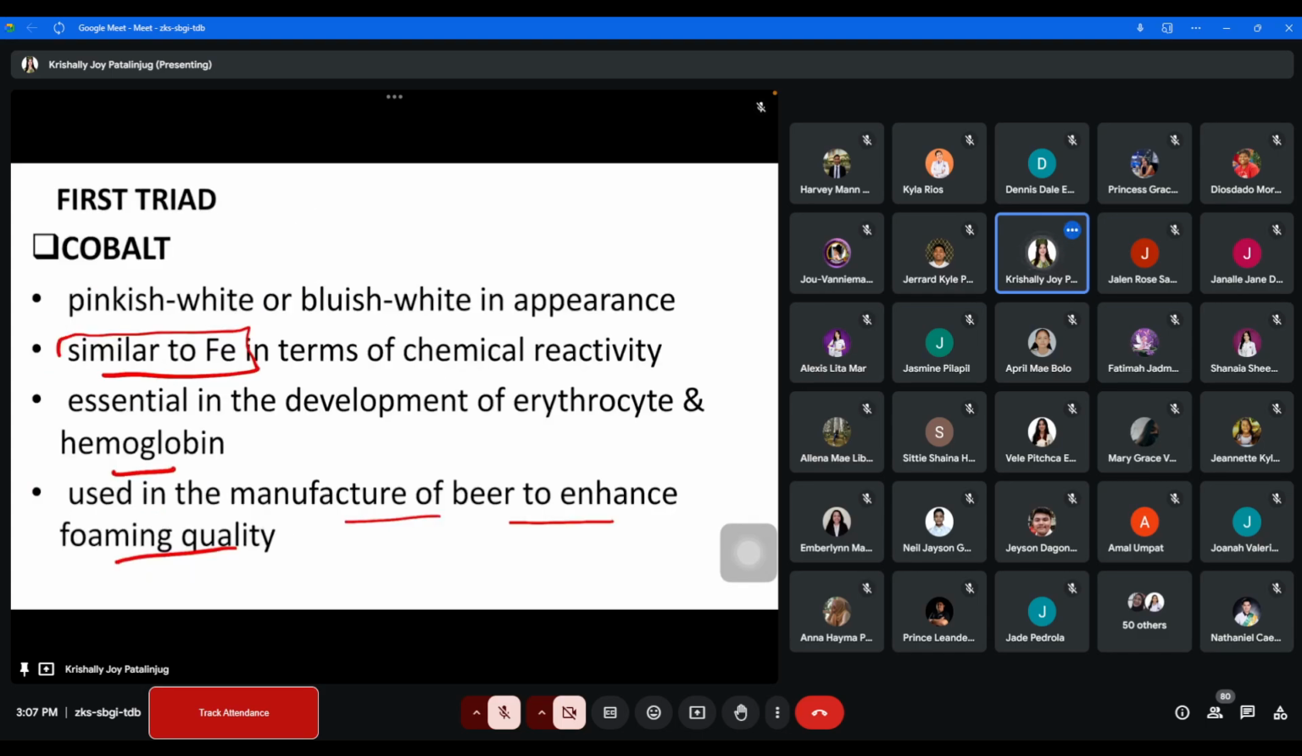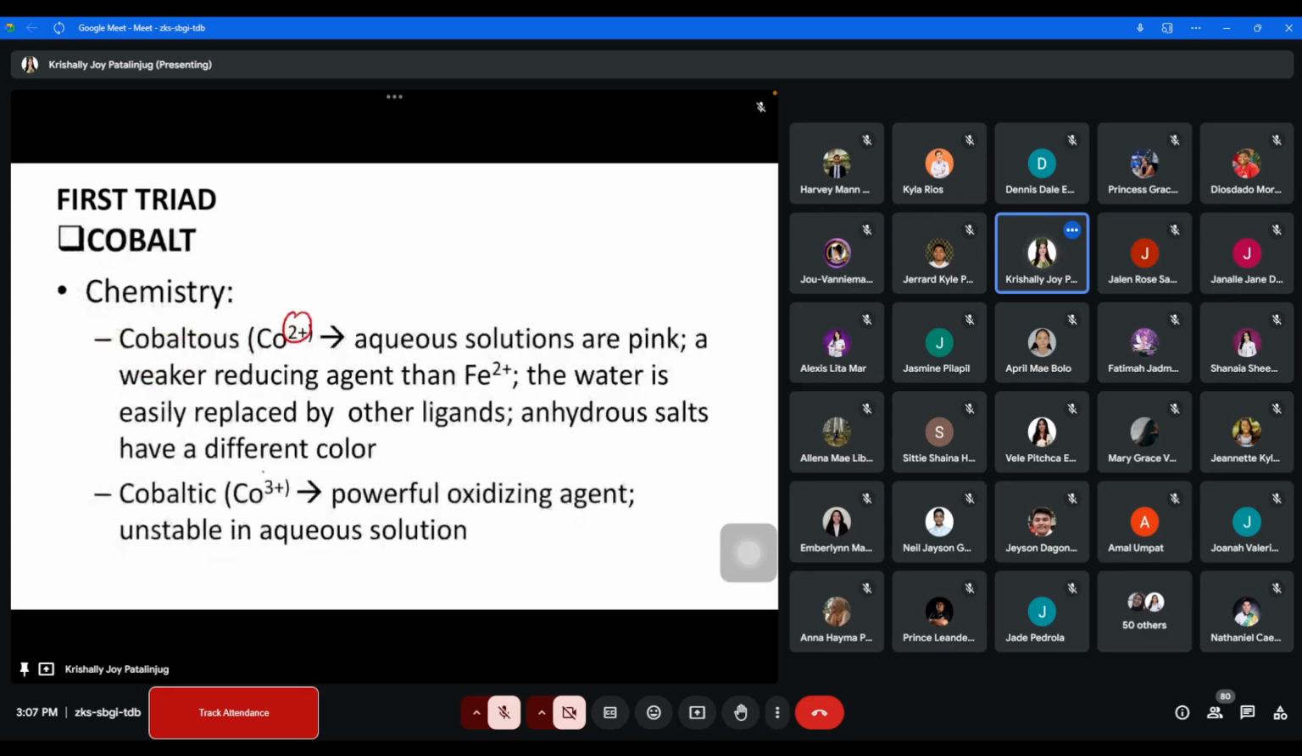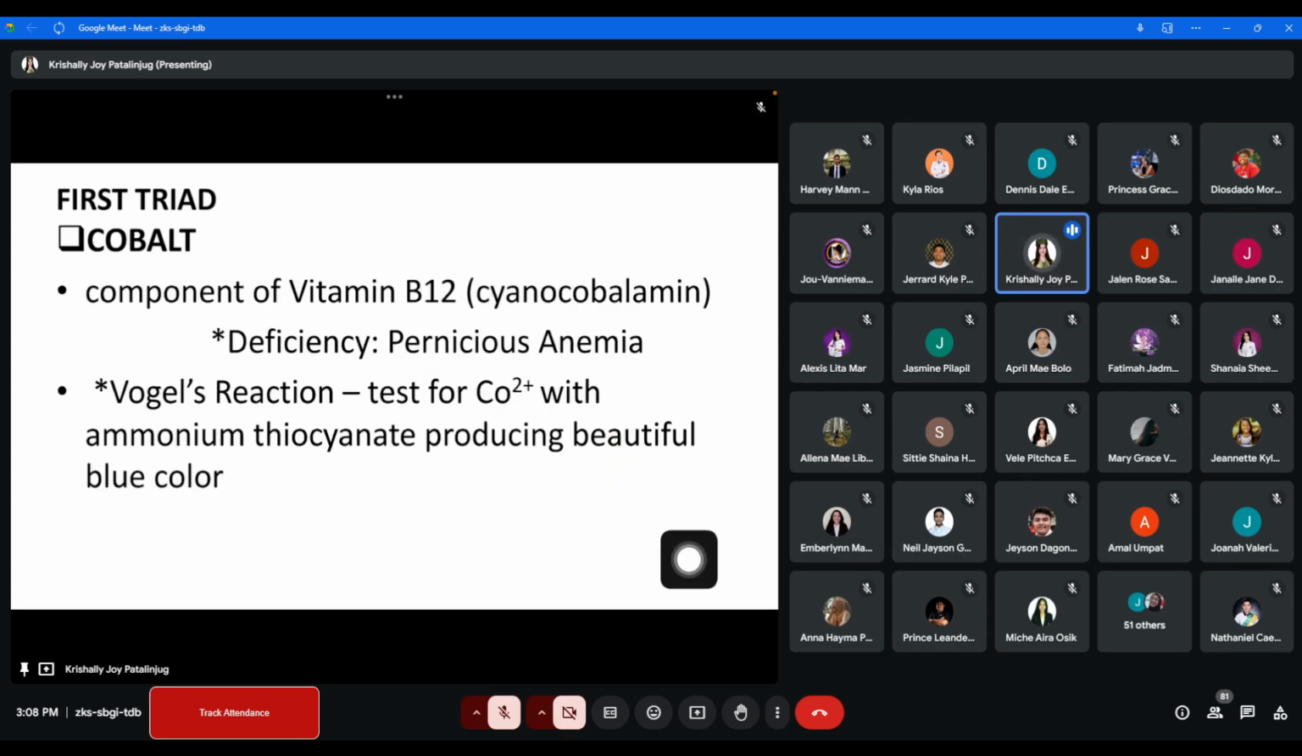quality of the beer. For the ionic forms ng cobalt, we have the cobaltous and then the cobaltic. Ayan. In aqueous solution, color pink ang cobaltous, and it's said to be stable in aqueous solution. Okay? Kapag anhydrous salt ng cobaltous, iba naman yung color niya, it's color blue. Aqueous solution, color pink. Anhydrous salt niya is blue. Yung cobaltic form is the oxidized form, unstable in aqueous solution. The vitamin that contains cobalt is vitamin B12, yung cyanocobalamin.